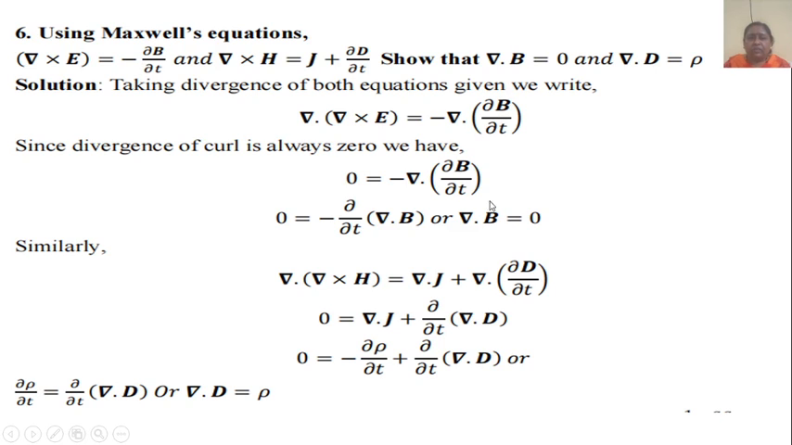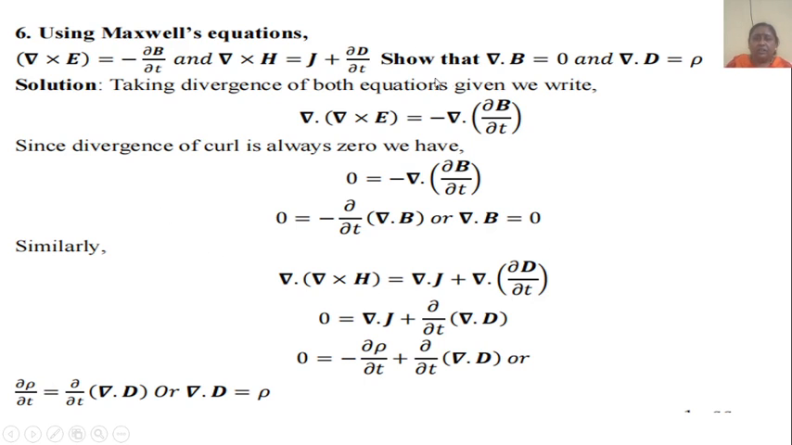Now we know that the divergence of curl is always 0. So del dot del cross E, that is the left hand side, equal to 0, equal to minus delta by delta T of del dot B, using divergence of curl is always 0. So 0 equal to minus delta by delta T into del dot B, or del dot B equal to 0.